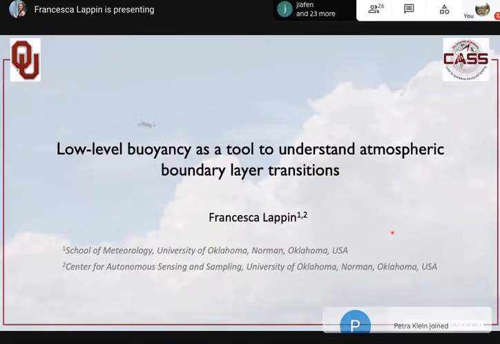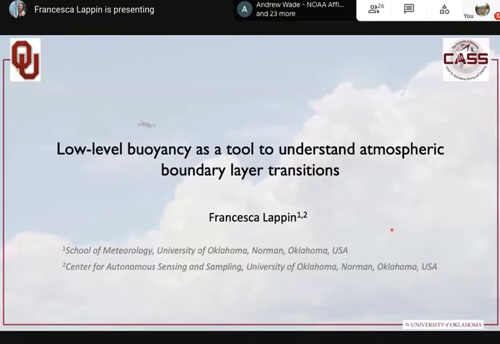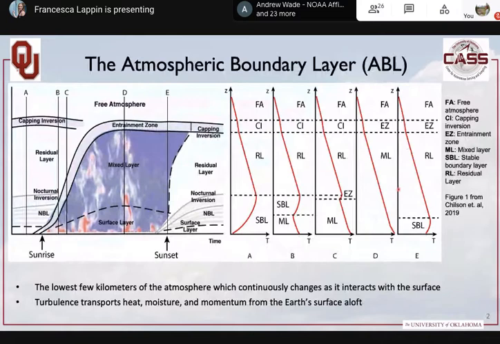Today we're going to be talking about low-level buoyancy as a tool to understand atmospheric boundary layer transitions. So to start off, let's look at what the atmospheric boundary layer is. It's the lowest few kilometers of the Earth's atmosphere which interacts with the Earth's surface. It responds to surface fluxes and changes in the surface properties.